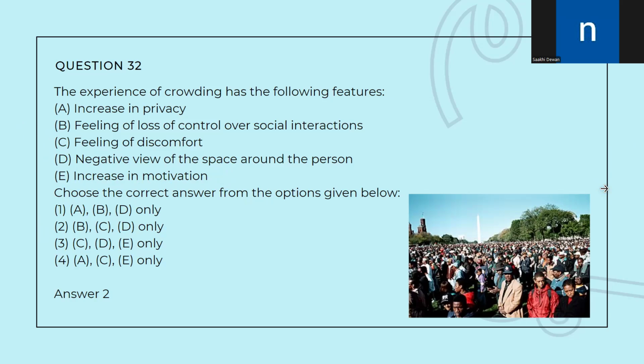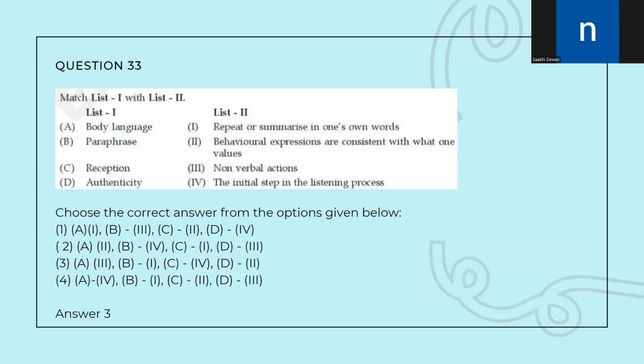Let us move to the next question. Question number 33. It provides us with two lists, and we have to match list 1 with their descriptions given in list 2. So the first part in list 1 talks about body language. So body language refers to non-verbal actions. That is the third part.